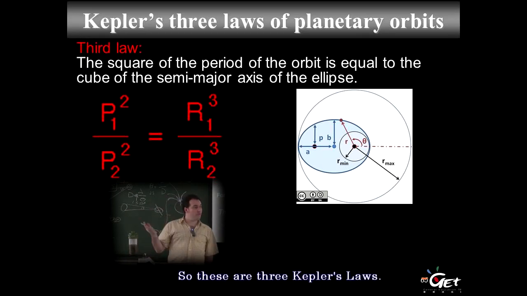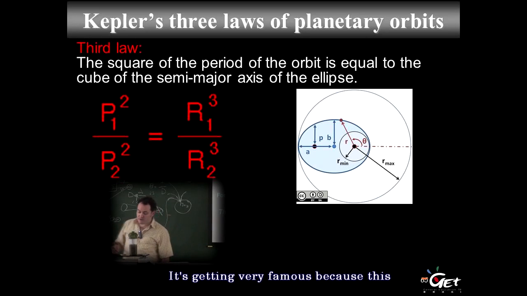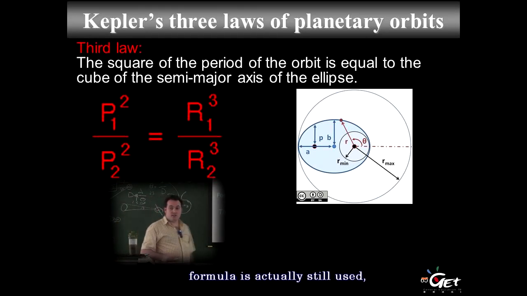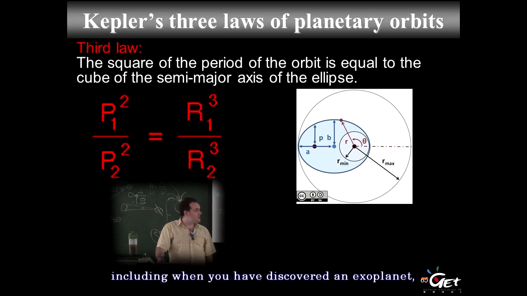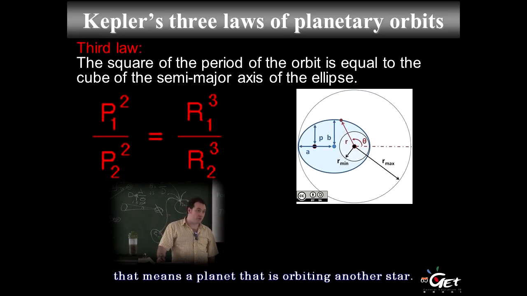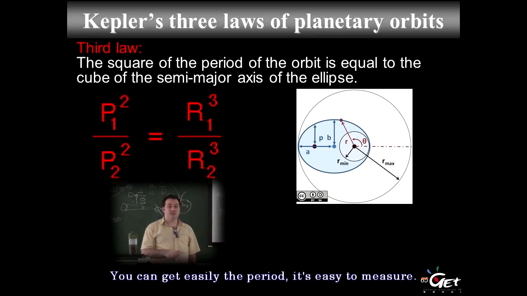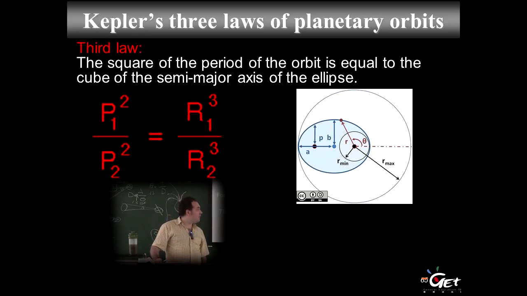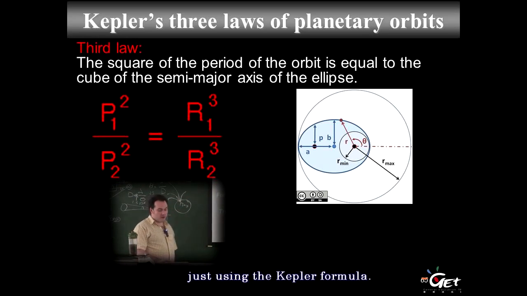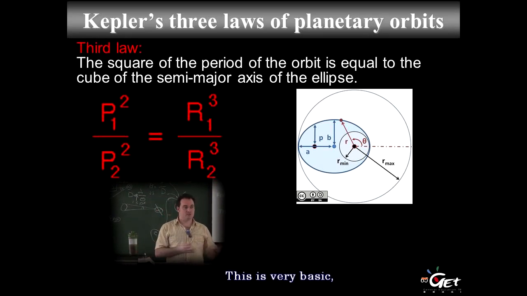So these are the three Kepler's laws. They are very famous because this formula is still valid and used for a lot of things, including when you have discovered an exoplanet, a planet that is orbiting another star. You can easily get the period, which is easy to measure, or easily the distance, and then you can get the other characteristic just using the Kepler formula. This is very basic. So let's go a bit more complex.